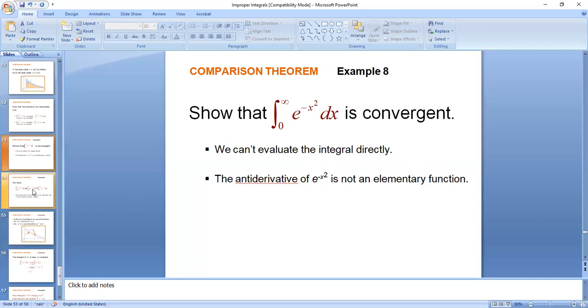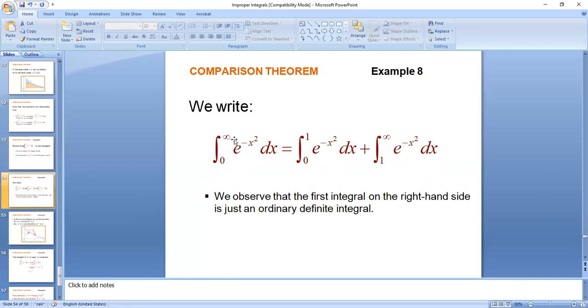Okay, so then let's proceed. We're still on the application of the comparison theorem. We write 0 to 1 for the first limit of our integrand, e raised to minus x squared dx, and then we'll have 1 to infinity. So we applied here the property of integrals wherein from the original we can write two separate integrals having the same upper and lower limits. So you have this one now. We observe that the first integral on the right side, so this one, is just an ordinary definite integral.